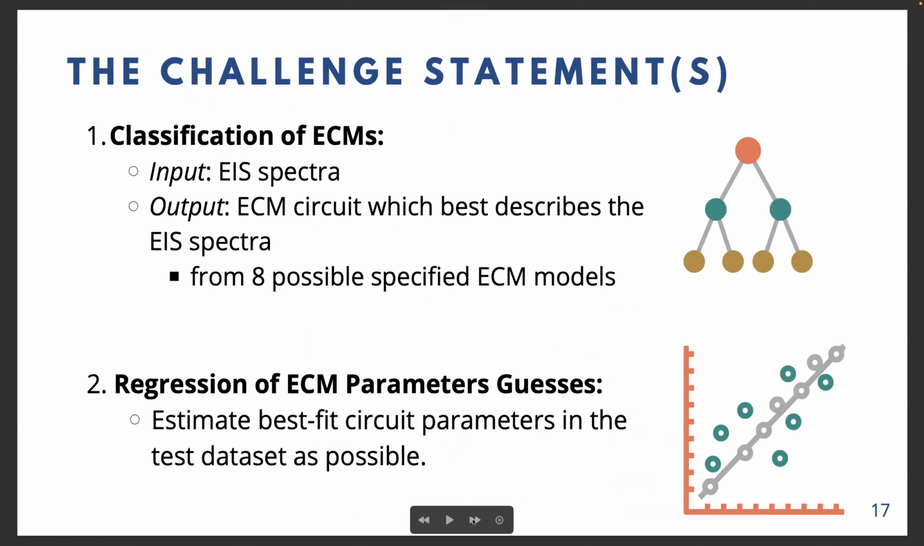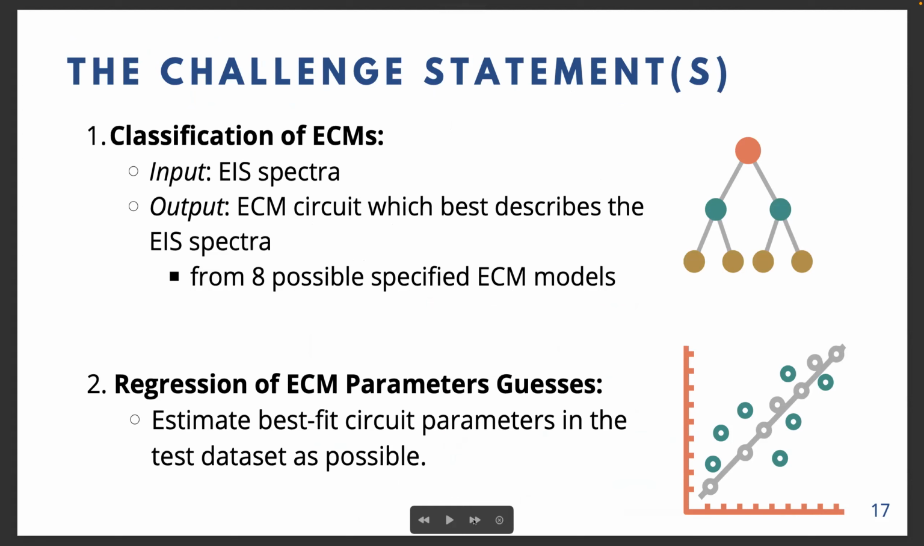So finally coming to the actual BatteryDev EIS challenge. Our challenge statement had two parts. The first part was to do with classification. Given an EIS spectra, you had to come up with a machine learning model which could tell you what ECM, equivalent circuit model, best described that EIS spectra. We gave them 8 possible equivalent circuit models that could be fit to that EIS spectra. That's why it was a classification challenge into 8 different classes.